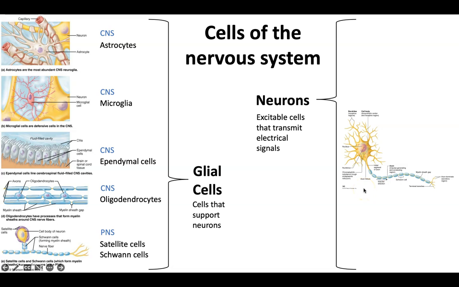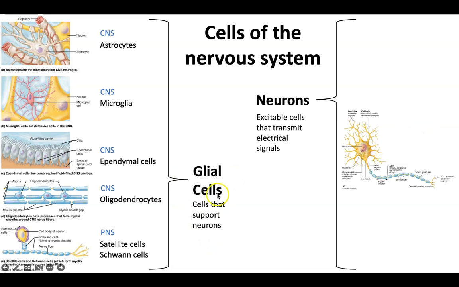Here's just a brief overview of the 7 different cell types of the nervous system. You'll see that in the case of glial cells, there are 4 different cell types found in the central nervous system, and there are 2 other glial cell types found in the peripheral nervous system. Neurons can be found in both the periphery and in the central nervous system.